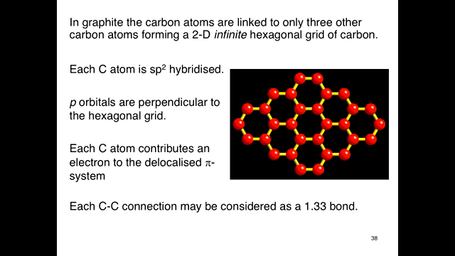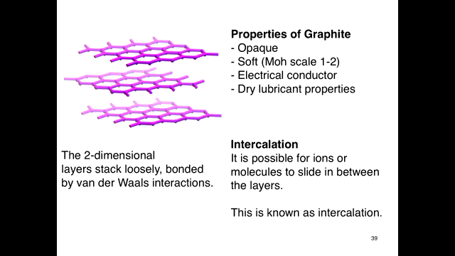Now each carbon-carbon connection may be considered to be 1 1/3 bonds, and that's because each carbon formally forms 4 bonds. We have 1, 2, 3 single bonds, but with the overlap of the p orbitals we get an extra bond in there, and so the average bond is 1.33 bonds, between a single and a double bond.